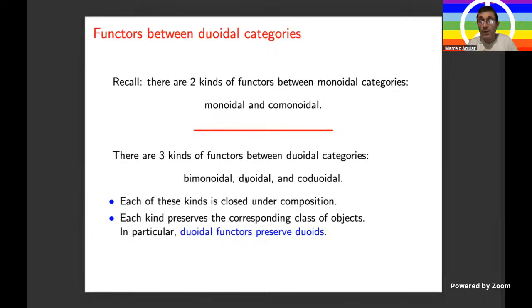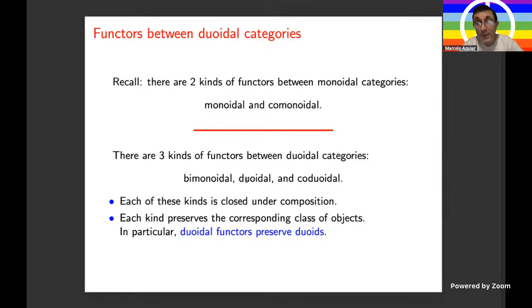All right, if we're talking about functors between monoidal categories, there are two kinds of those, as we said at the beginning. We can consider monoidal functors or comonoidal functors. And that has to do with the direction of the arrow linking the application of the functor to a product and the product of two applications of the functor to the two separate objects. So the arrow can go one way or the other, and then you have functors that are monoidal or comonoidal. When you go to duoidal categories, there are three kinds of functors, just as there were three kinds of objects: bimonoidal, duoidal, and coduoidal.